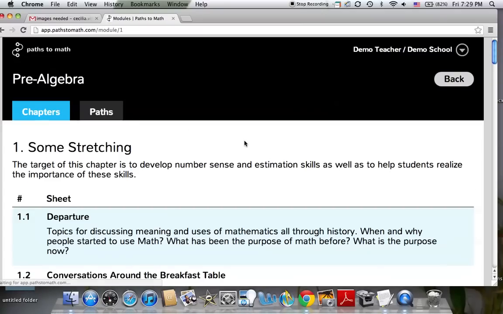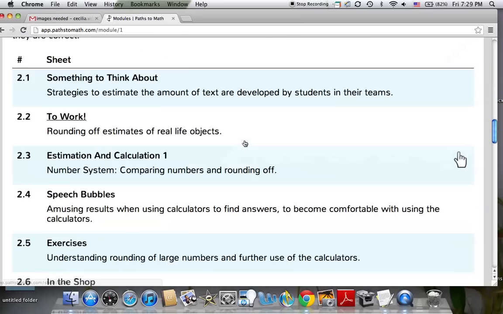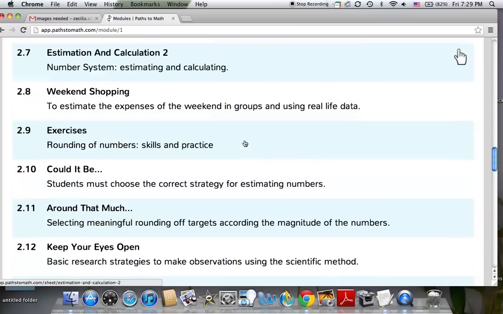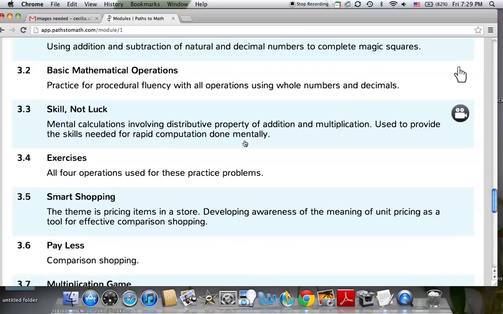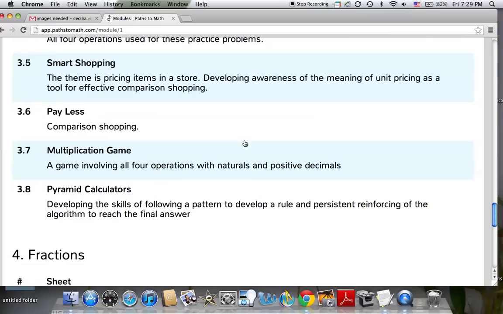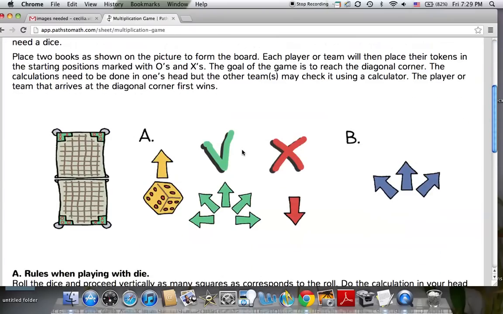Besides all of these, there are games in all of the chapters and in all of the modules, and these are mathematical games that can add some fun to the learning of mathematics at the same time that the kids are involved in something somewhat interesting and fun.